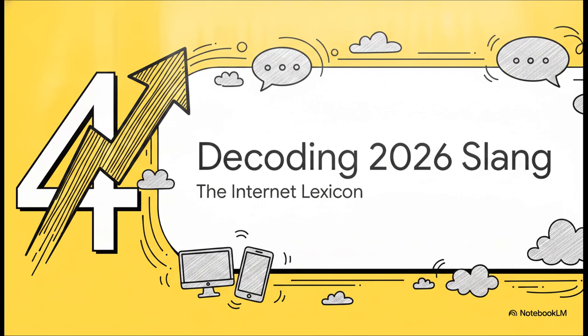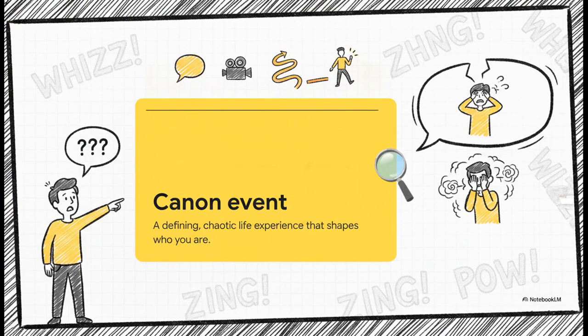Which brings us to Section 4, Decoding 2026 Slang. Welcome to the slang of 2026. So, have you heard of a canon event? Borrowed from comic book and movie lore, it refers to an unavoidable, defining life experience. For example, realizing you've been pronouncing a word wrong your whole life in front of a room full of people? Yeah, that is exactly what the internet would currently call a canon event. It's chaotic, it's difficult, but hey, it builds character.